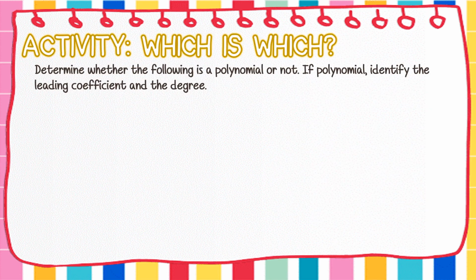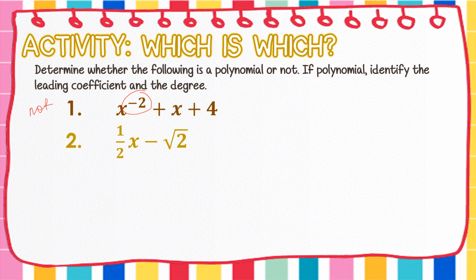Okay, which is which? Determine whether the following is a polynomial or not. If polynomial, let us identify the leading coefficient and the degree. For number 1, is this a polynomial? No. Kasi, ayan, meron tayong exponent na negative. Ano sabi natin kapag polynomial, kinakailangan ay integers, positive integers. 0, 1, 2, 3, and so on and so forth. Now, dahil hindi siya polynomial, ito ay not polynomial.